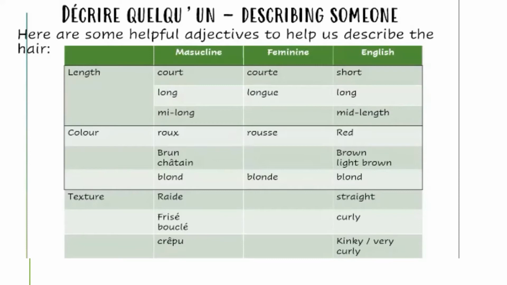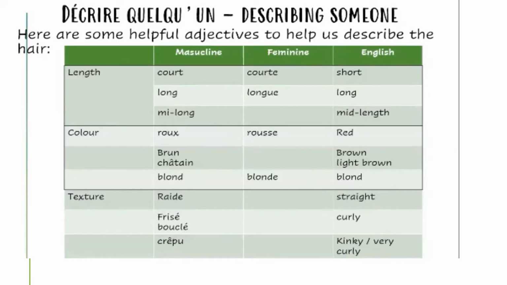Then as it relates to color, you can use every single color on the spectrum color wheel, right? But there are certain things I want you to note. So if somebody's hair is red, you're not going to say rouge for somebody who has red hair. You're going to say roux, R-O-U-X. Everybody say roux.